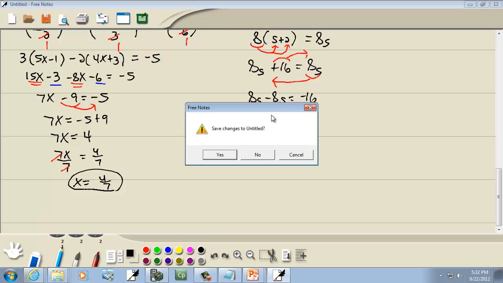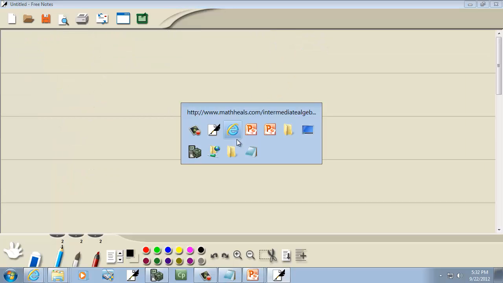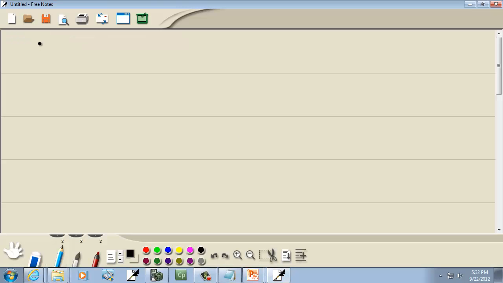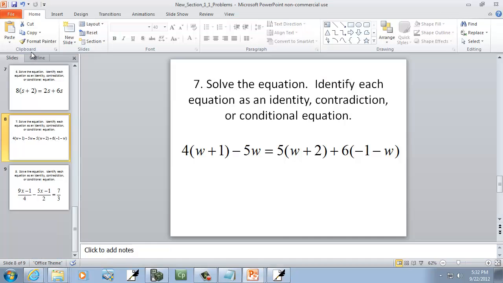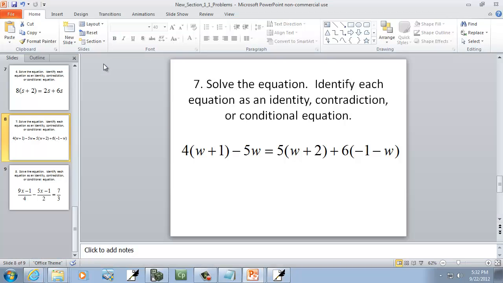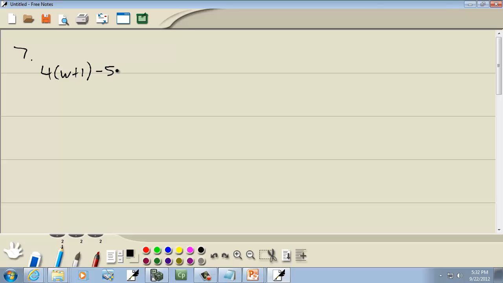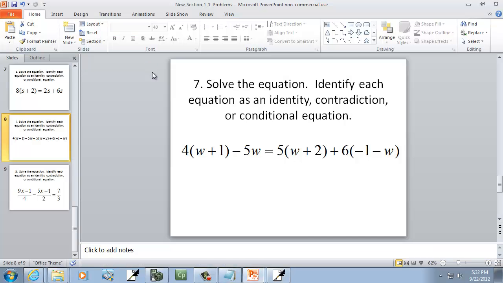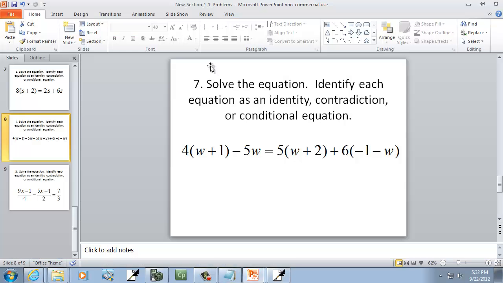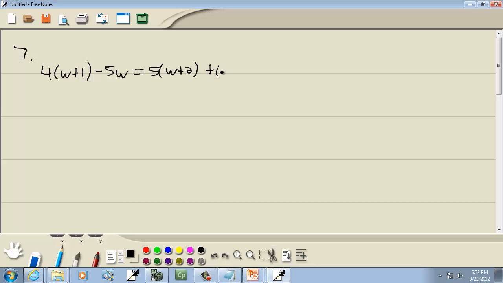So let me just start a new page. And let's look at our next problem. Okay, we got 4 times w plus 1 minus 5w equals 5 times w plus 2 plus 6 times negative 1 minus w.